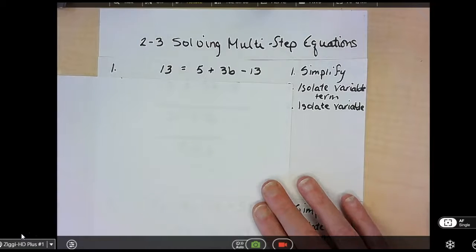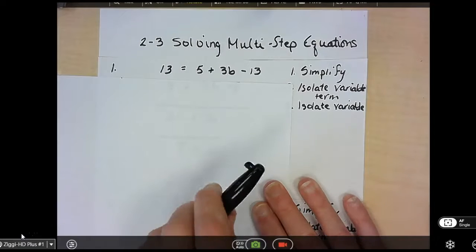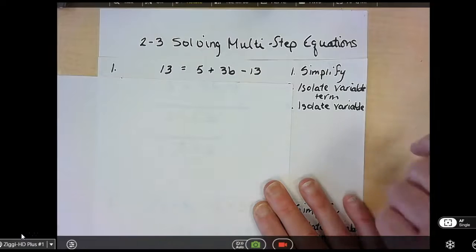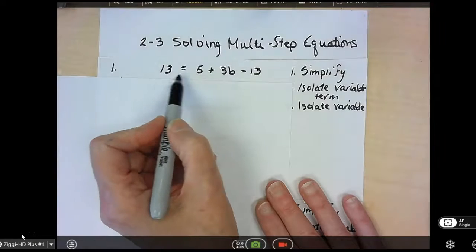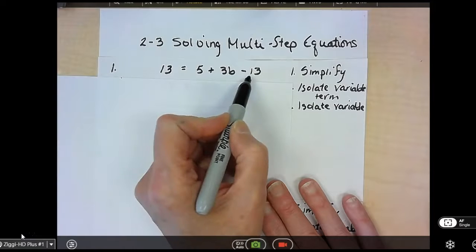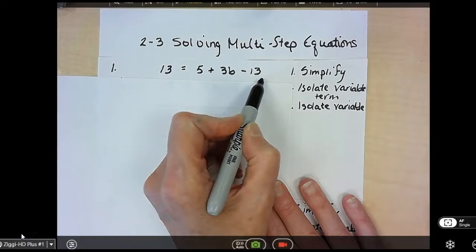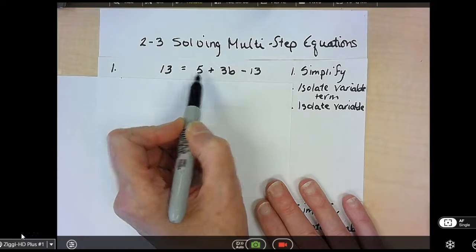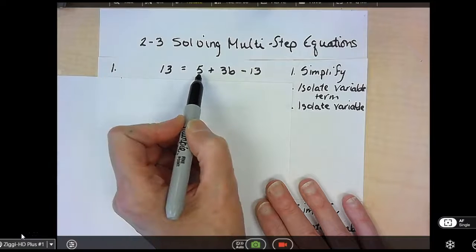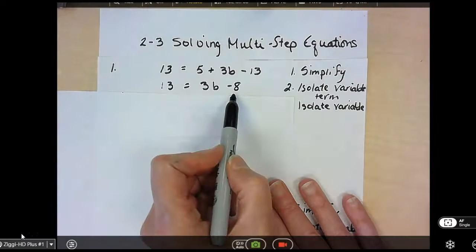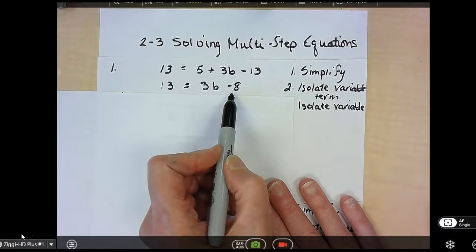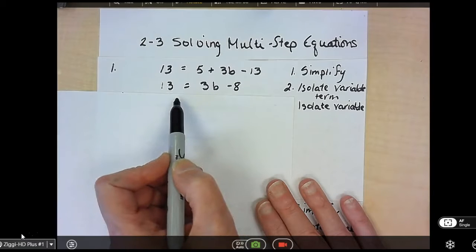13 is equal to 5 plus 3b minus 13. If I look at this on the right-hand side, I have 5 and minus 13. Those are like terms. They're both numbers, so I can simplify them. 5 minus 13 is negative 8. So now I've simplified. I can't add any other like terms.